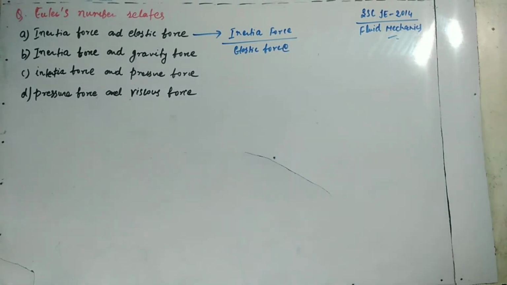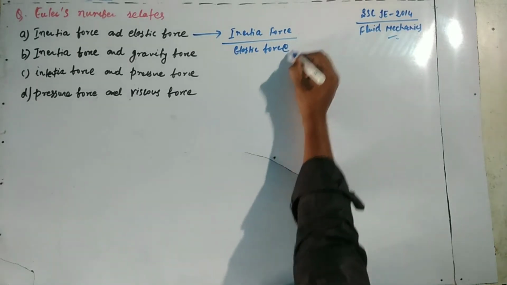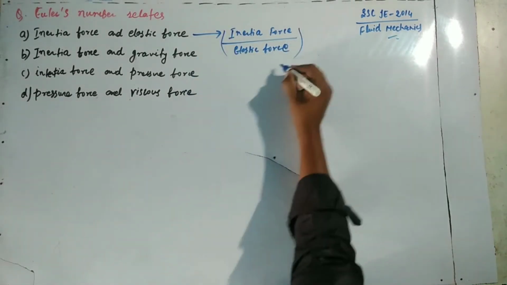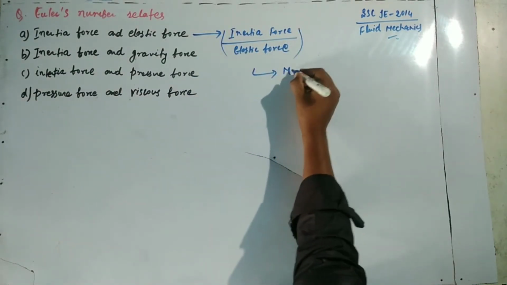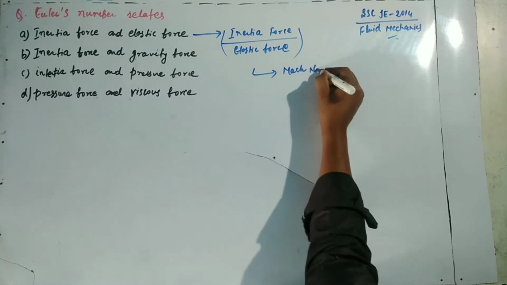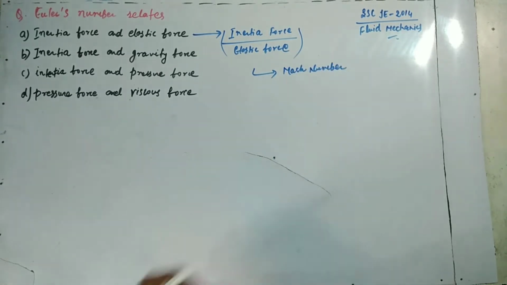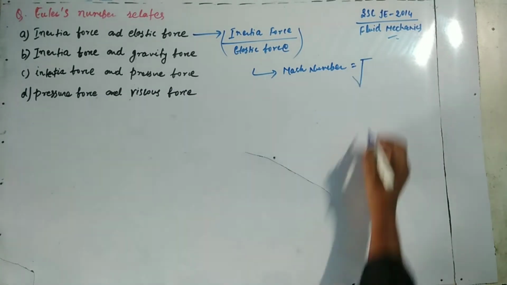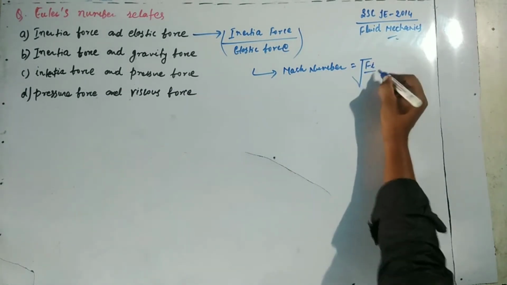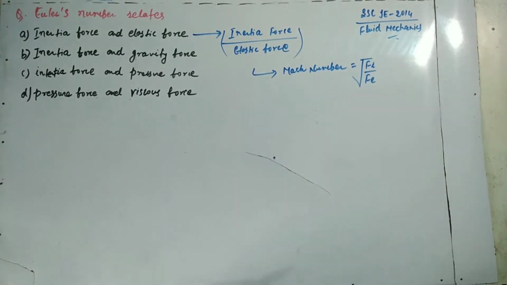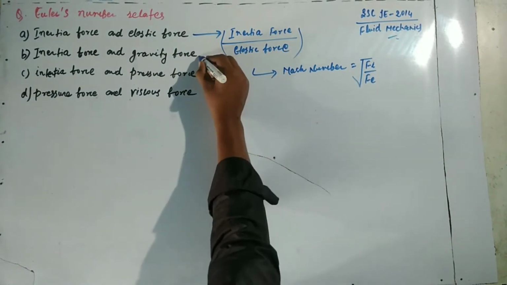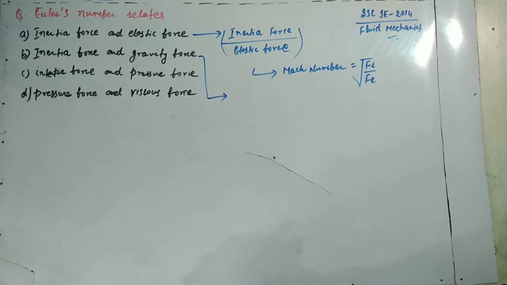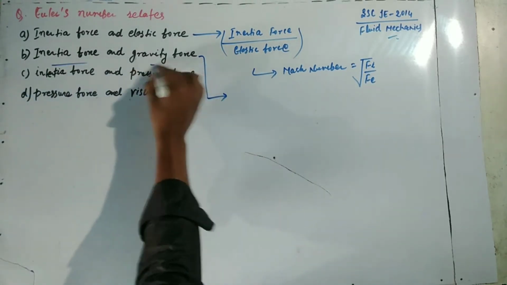Inertia force by elastic force. What is inertia force and elastic force? Inertia force by elastic force is equal to the Mach number, that is root over Fi by Fe, where Fi equals inertia force and Fe equals elastic force. So this does not relate to Euler's number.